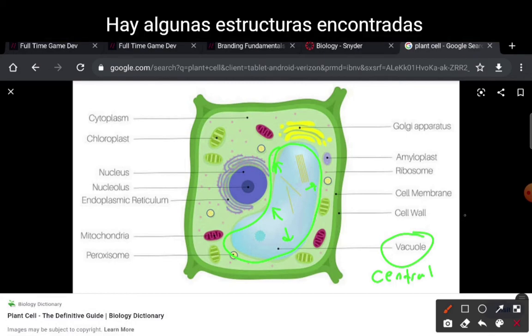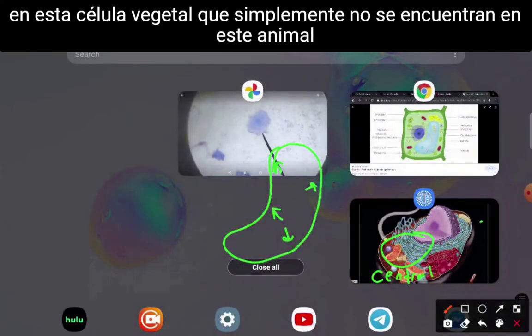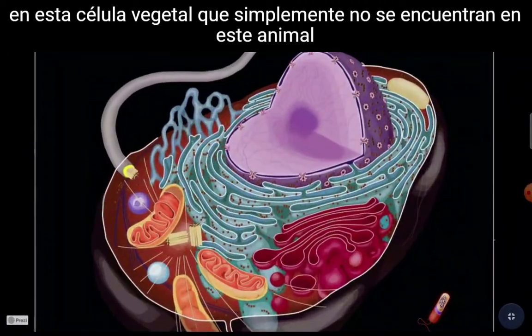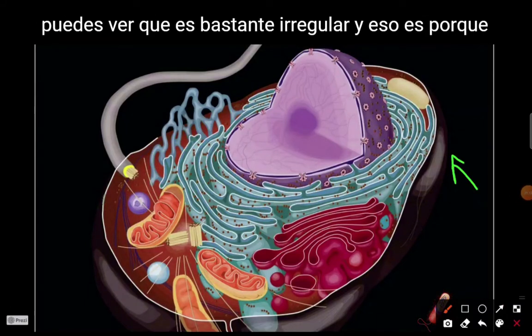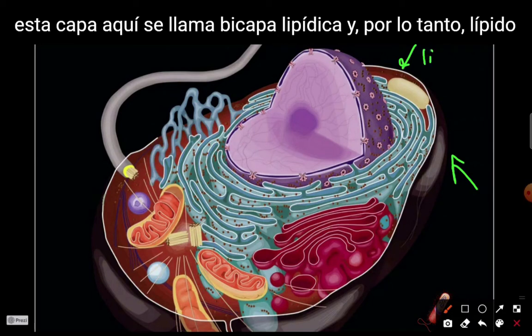We're actually going to talk a little bit more about plants. There are a few structures found in this plant cell that just aren't found in this animal cell. And so for one, you can look at the shape of this and you can see that it's pretty irregular. And that is because this layer here is called the lipid bilayer.